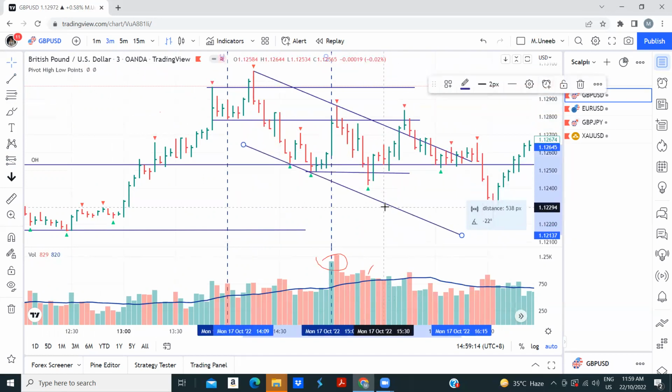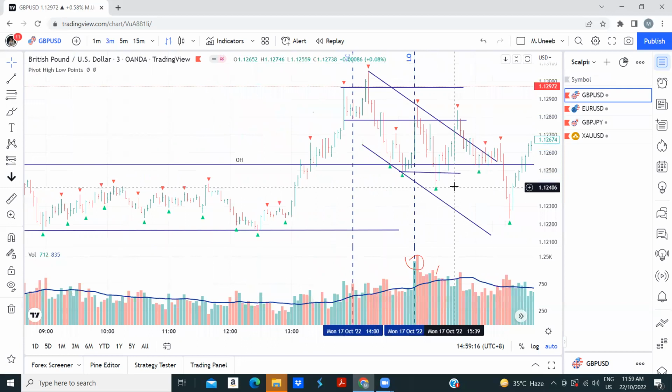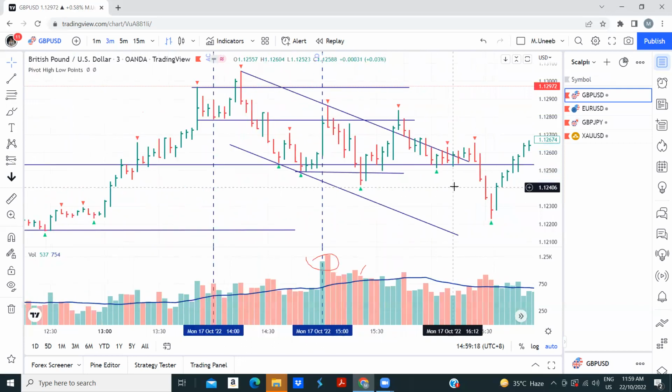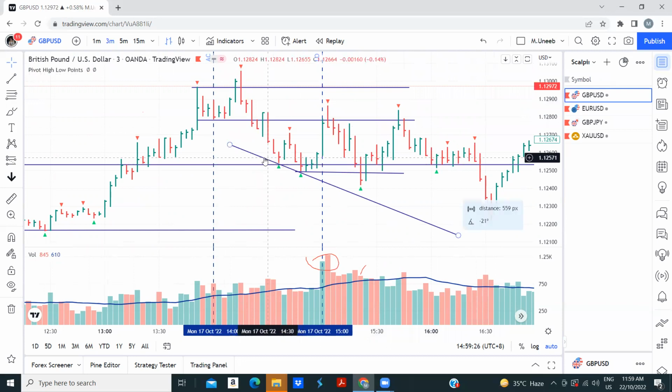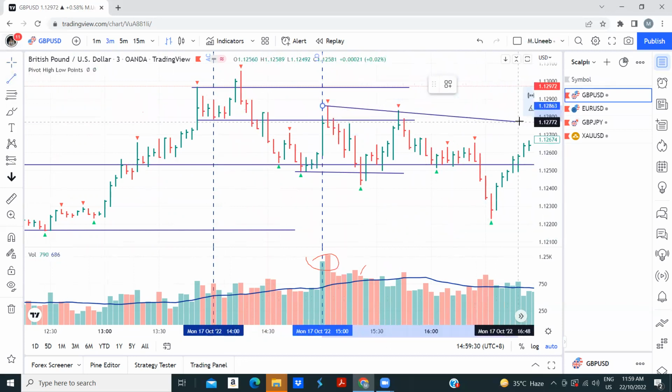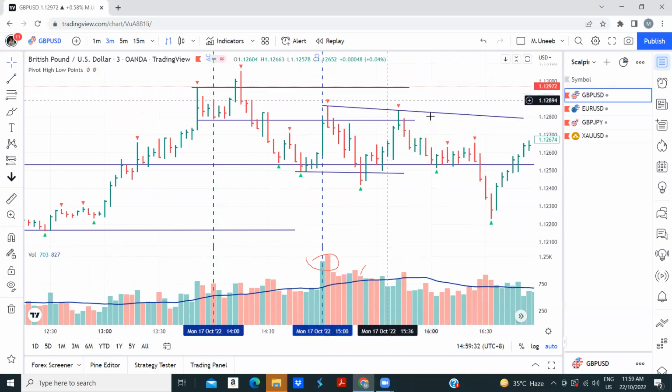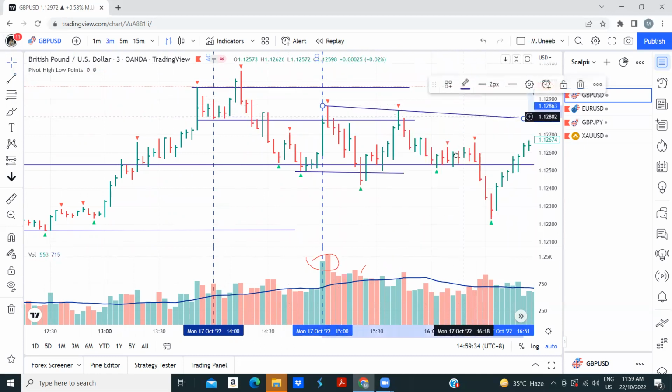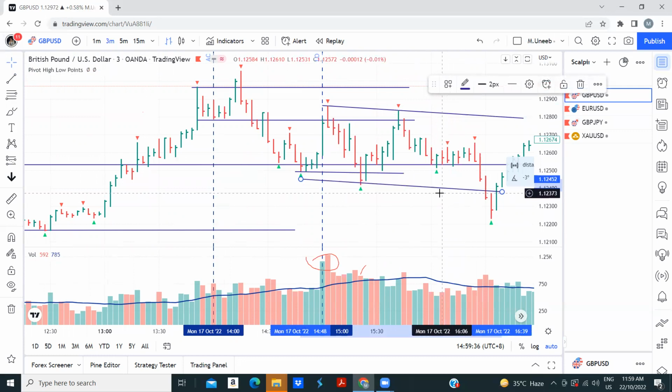Is this the right way to draw the channel? Did I draw the channel right or wrong? Wrong. Why? Because we need to put the first higher low. Is it the first higher low? No. So where should you be drawing the channel? From here to here. Got it? This is the mistake which many people make.